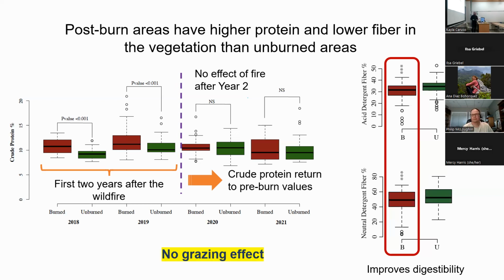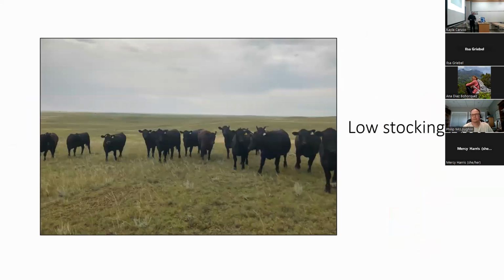Interestingly here, there were no grazing effects. So cattle didn't produce any effect on forage quality. And the reason behind this is probably because we had low stocking rates. So ranchers here were probably cautious about using a high density of animals in these areas, in order to not produce a lot of effect on the vegetation. So we had very low numbers of animals, and we ended up without any effect on forage quality. So we only found that fire affects forage quality, but not grazing.